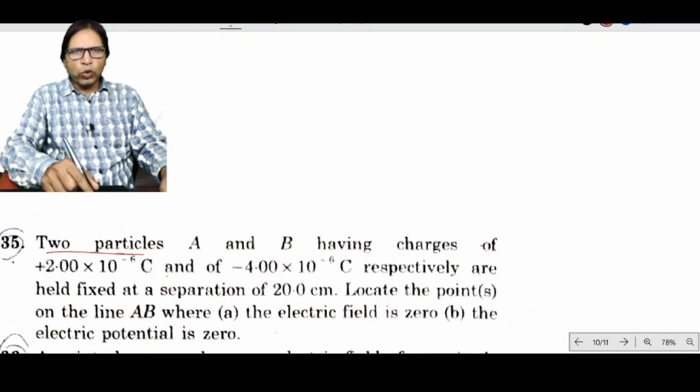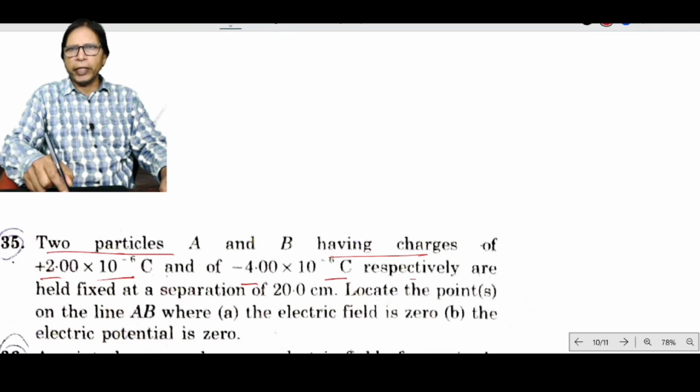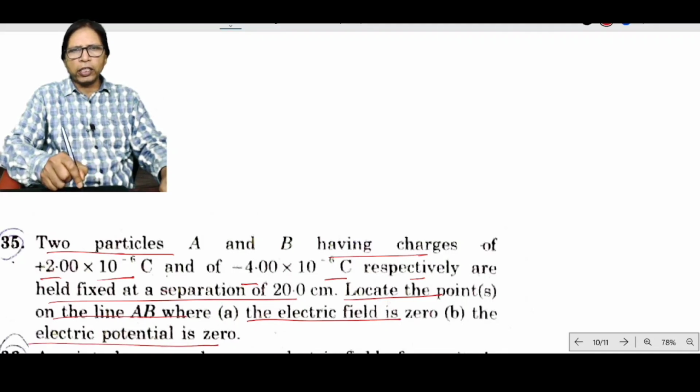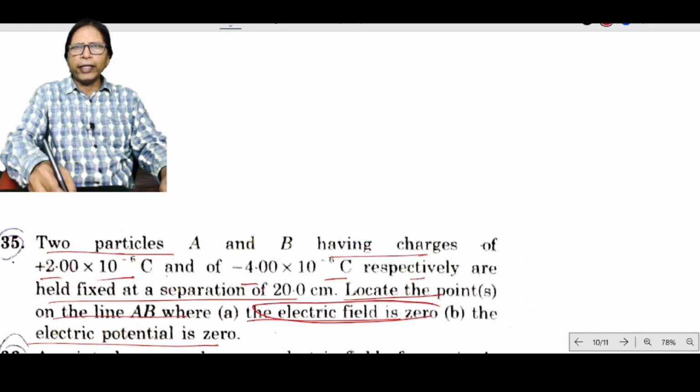Now look at these two particles A and B having charges 2 into 10 to the power minus 6 coulomb and minus 4 into 10 to the power minus 6 coulomb respectively, held fixed at a separation of 20 centimeter. Locate the points on the line AB where electric field is 0 and electric potential is 0. First of all, electric field is 0. Now look at this.